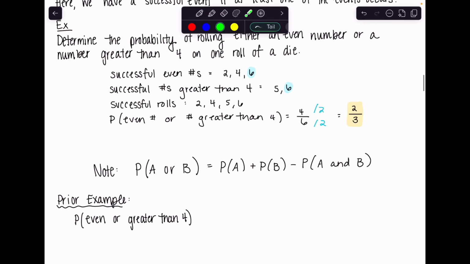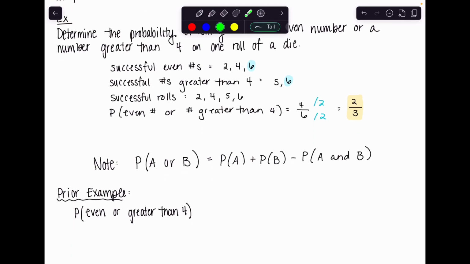So if I think of this with my prior example, if I want to find the probability of getting an even number or a number greater than 4, based on this, I would find my probability of getting an even number. I would find my probability of getting a number greater than 4. But then I need to subtract that overlap. So I need to remove the probability of getting an even number and a number greater than 4.